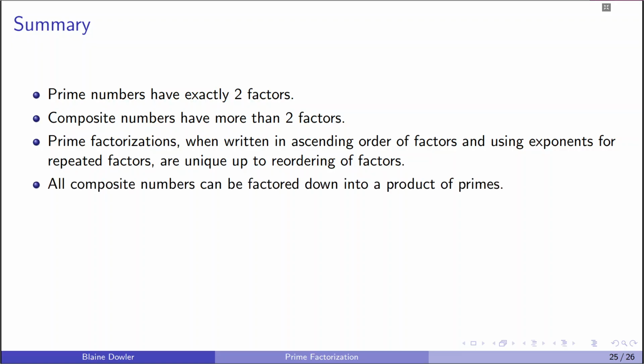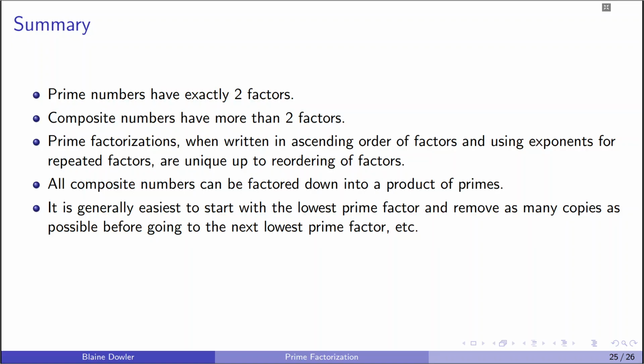All composite numbers can be factored down into a product of primes. So any number you encounter can be written as a product of primes. If it's a prime, then writing the number is the only way to do it. If it's composite, we can break it down step by step by step until it is eventually clear.